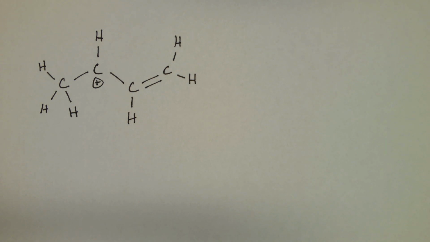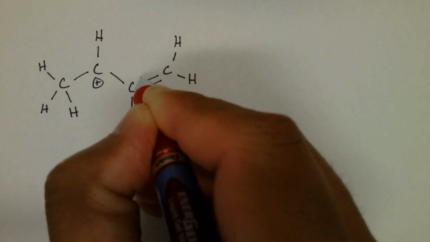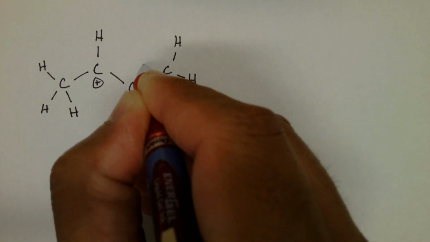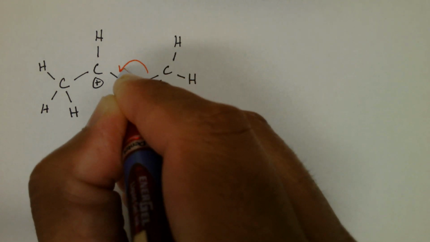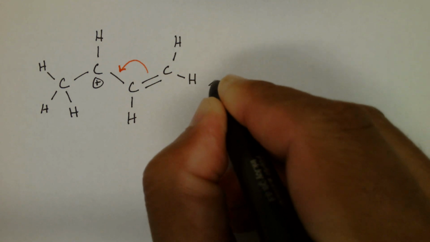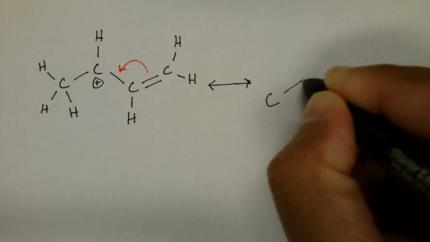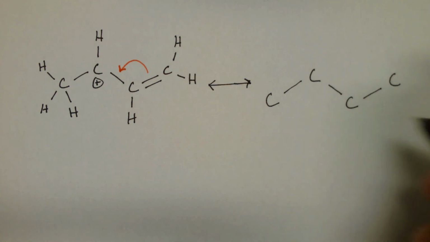So in this case, we can draw a resonance structure where pi electrons from this double bond can go right next door and form a new bond here. So here's my resonance structure. I'll draw the double-headed arrow to represent resonance. The 4-carbon chain.